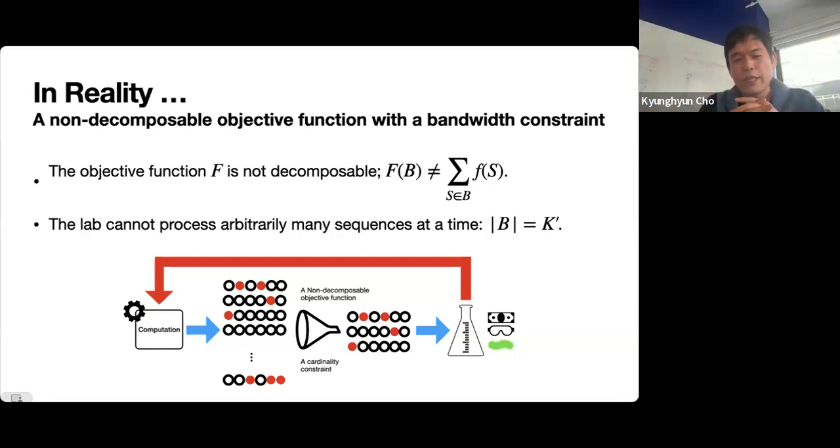Furthermore, we cannot even send an arbitrary number of sequences to the lab. Even if the lab is moving really, really fast, it doesn't mean that it can process as many sequences as we want to send to it. Instead, there is a severe constraint on the cardinality of the set of sequences that we can send to the lab each time. Now, this constraint comes from many reasons, including budget.